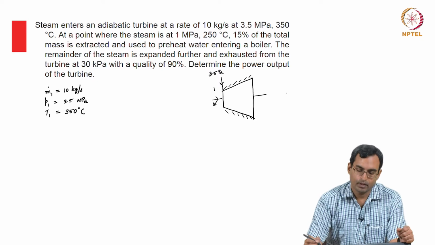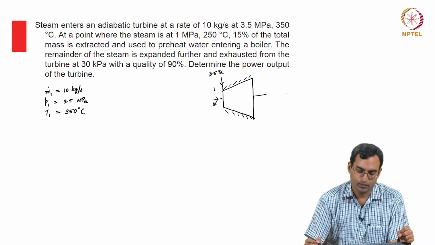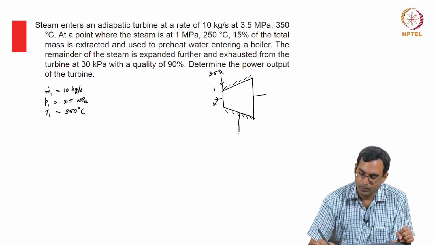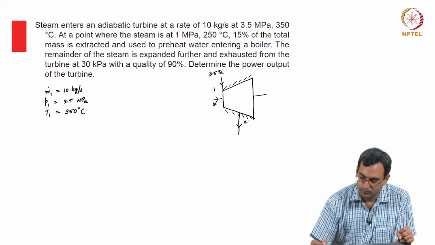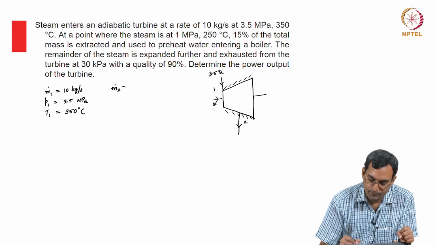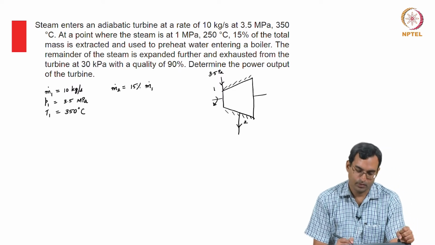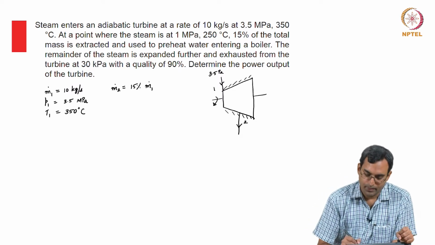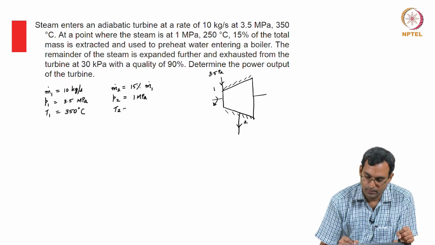It says at a point where the steam is at 1 megapascal, 250 degrees centigrade, 15% of the total mass is extracted. So at some point here, this is point 2. m dot at 2 is 15% of the total mass coming in, so it's 15% of m dot 1. The pressure at 2 is 1 megapascal. Temperature at 2 is 250 degrees centigrade.